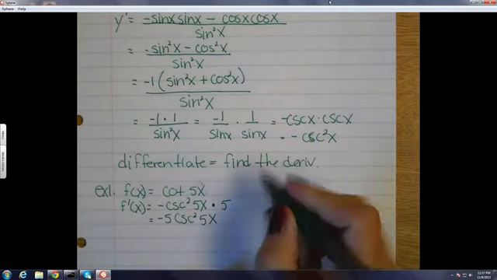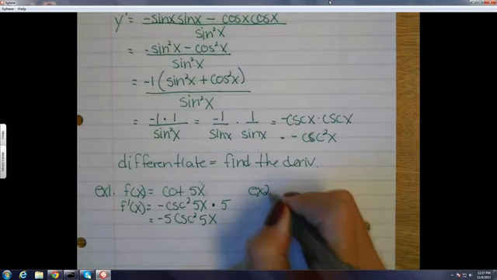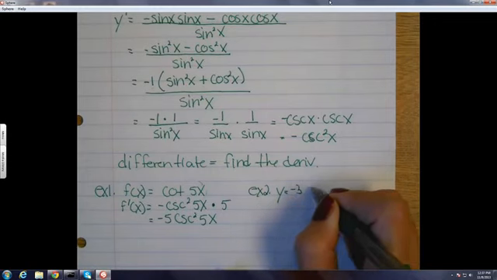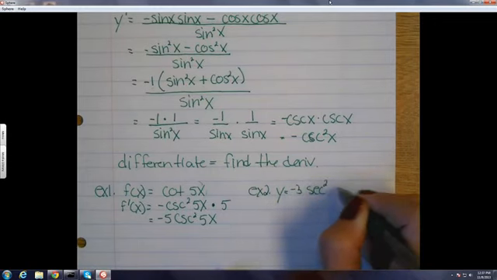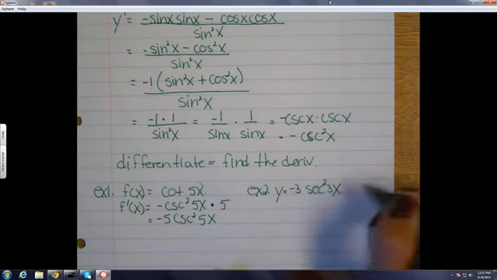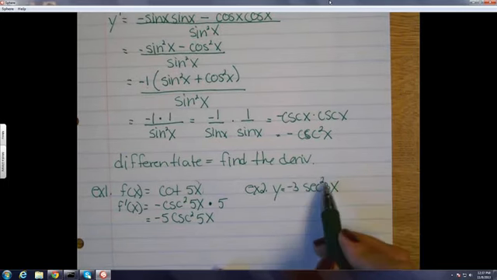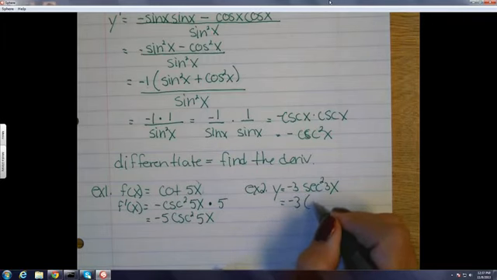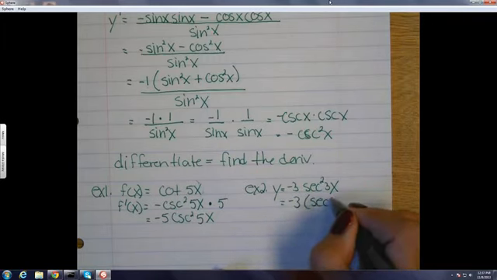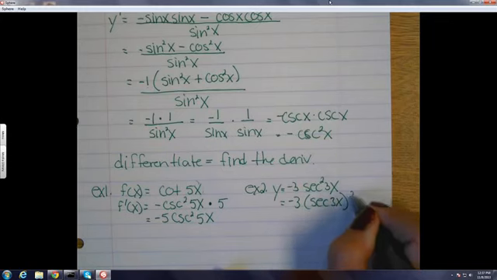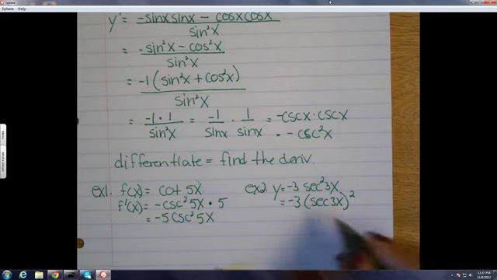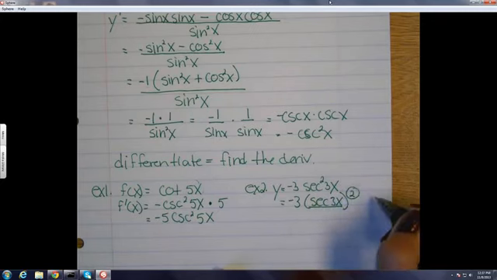Okay, number 2. Y equals negative 3 secant squared 3x. Again, anytime I see that power on the function, I just like to rewrite with parentheses, because it's the trig function that's being squared. Now I can see I have to do a chain rule because there's an inside of the parentheses and an outside power. So I'm going to start with the outside.